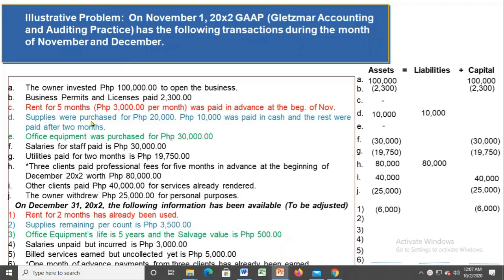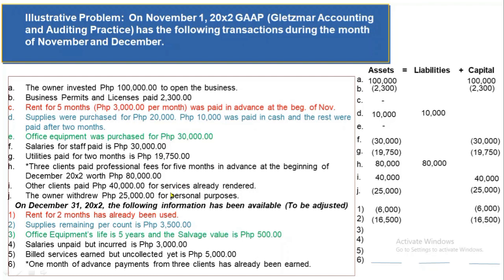While transaction number 2 is related to transaction D above. The supplies purchased was worth 20,000 according to here. However, in transaction number 2, only 3,500 worth of supplies remained. So, we can conclude that the difference of 16,500 was already consumed. So, you need to decrease the supplies account, which is an asset account, worth 16,500, and of course, there is also a decrease on the capital account because of the supplies expense.